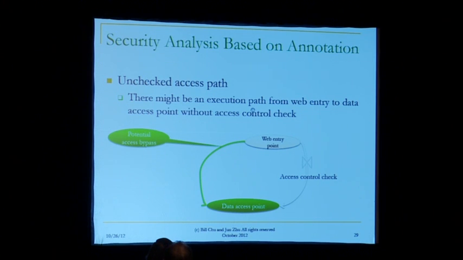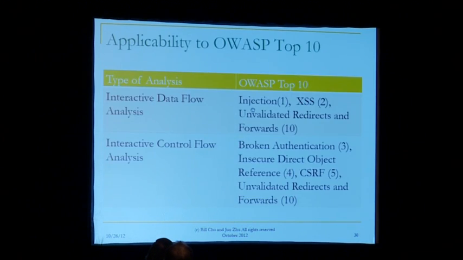So again, this is the high-level picture representation of this. We did our mental mapping of this against the OWASP Top 10. So, what sort of problems can we deal with in the OWASP Top 10? Obviously, injection attacks. We can address this with interactive data flow analysis, cross-site scripting, and some parts of unvalidated redirects and forwards, right?